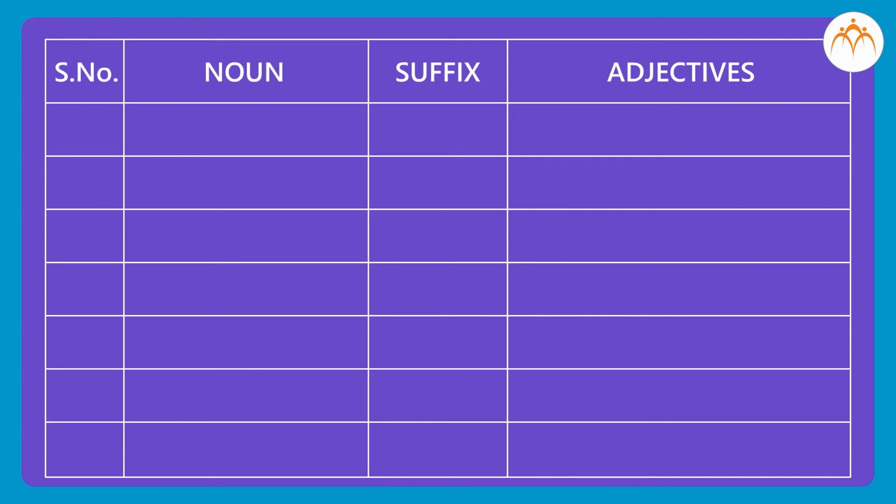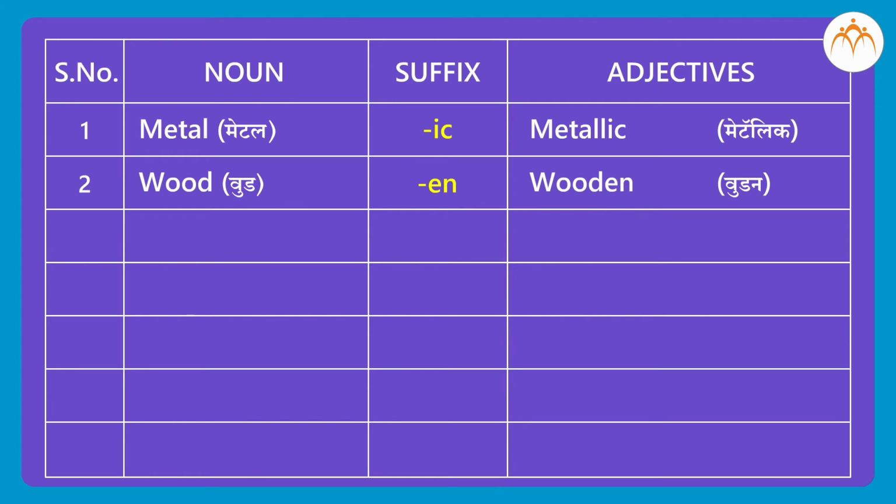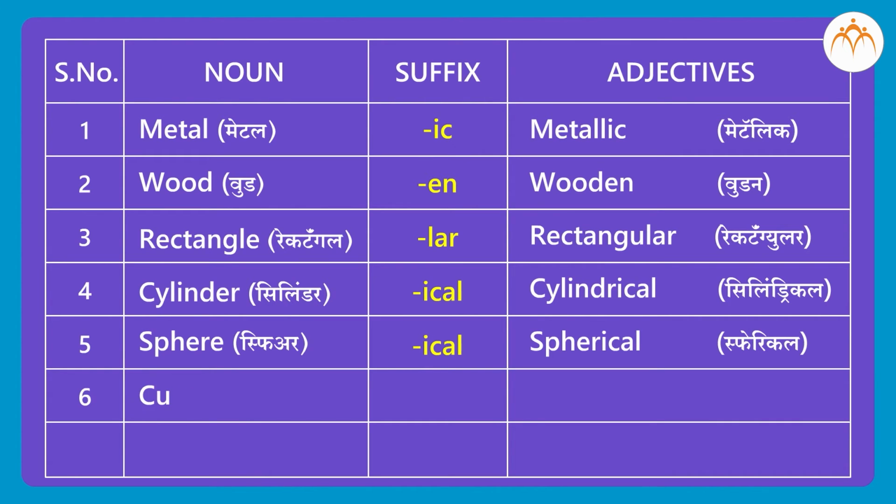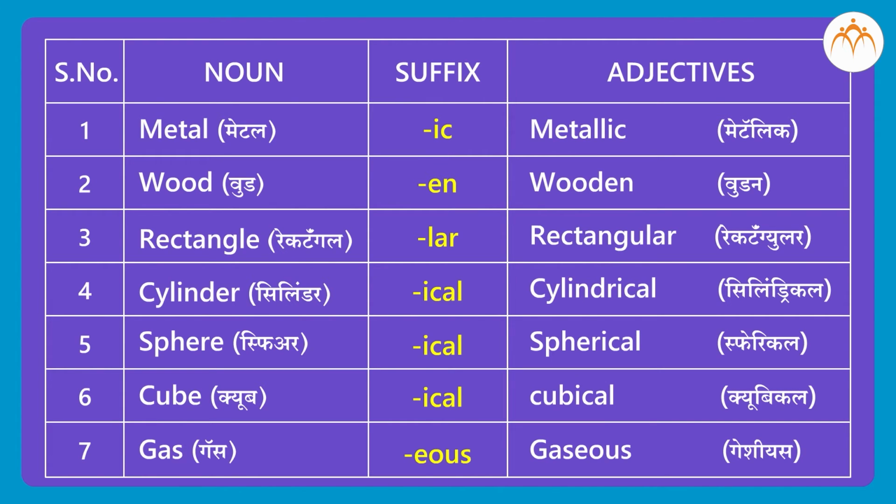Noun, suffix, adjective. Metal, metallic. Wood, wooden. Rectangle, rectangular. Cylinder, cylindrical. Sphere, spherical. Cube, cubical. Gas, gaseous.